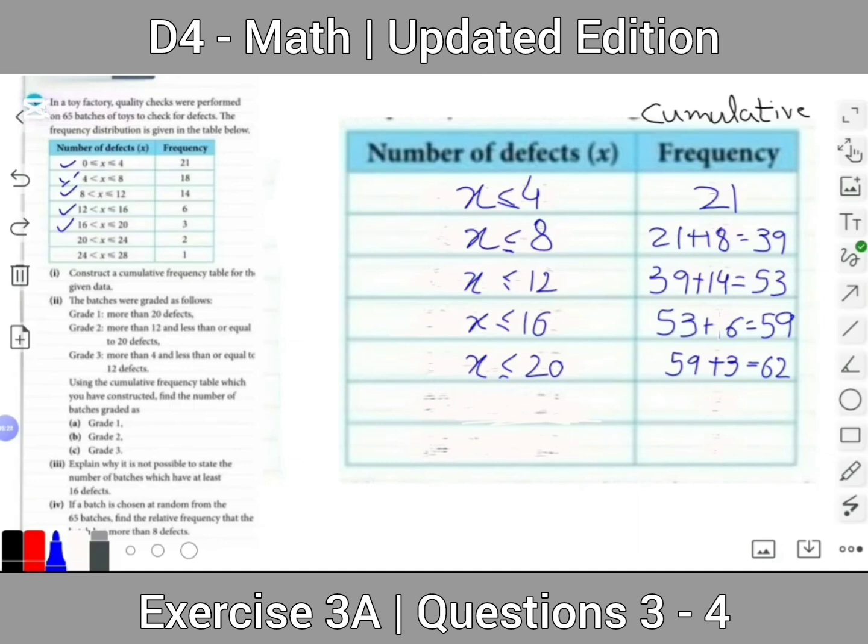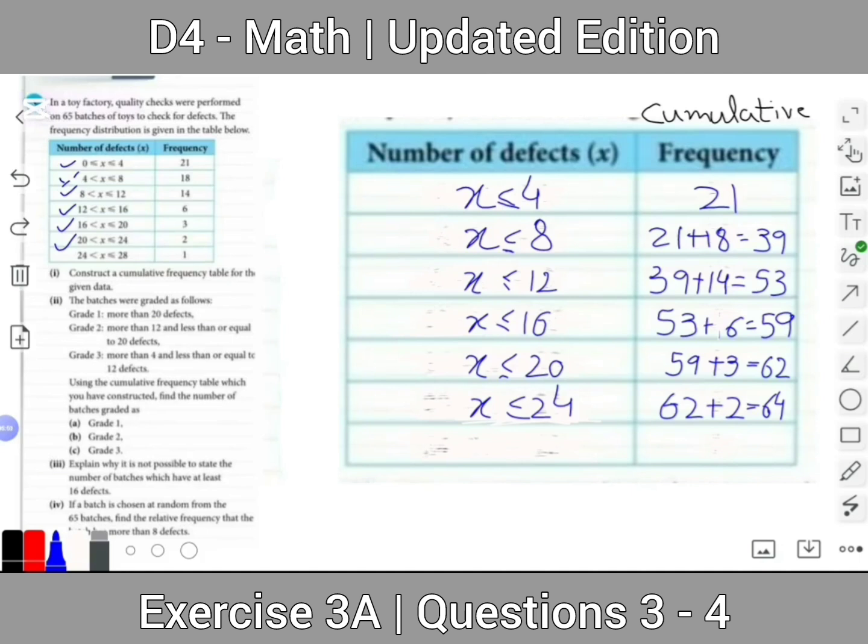Now for the sixth entry, the class interval from 20 to 24 with a frequency of 2. The number of defectives needs to go from 0 to 24. So here we have x less than or equal to 24. And now we will add this new frequency of 2 to the previous total. So 62 plus 2 is equal to 64. So it will give the new cumulative frequency for the sixth entry of 24.